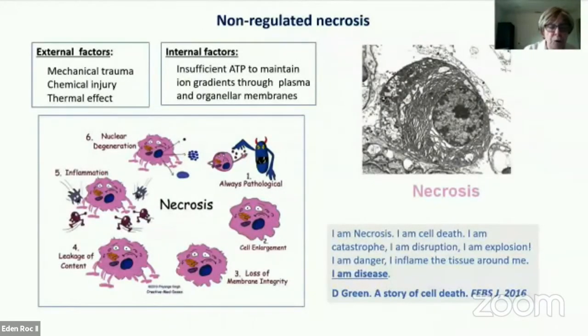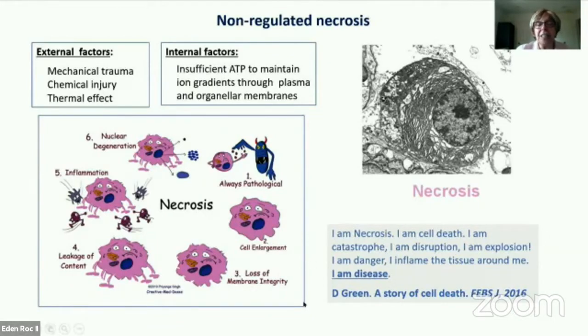Necrosis can be caused by accidental mechanical, chemical, or thermal membrane damage, or by insufficient amount of ATP to maintain ion gradients through plasma and organellar membrane. Loss of ion gradients results in cell swelling, loss of membrane integrity, which is a major feature of necrosis, leakage of cellular content, which results in inflammation, in attracting of inflammatory cells.